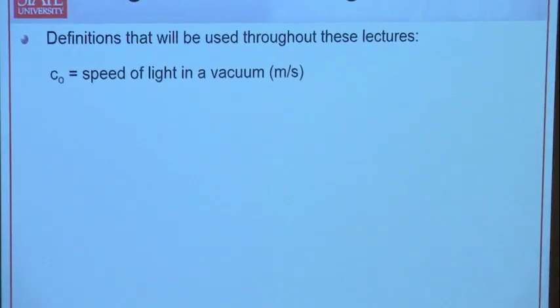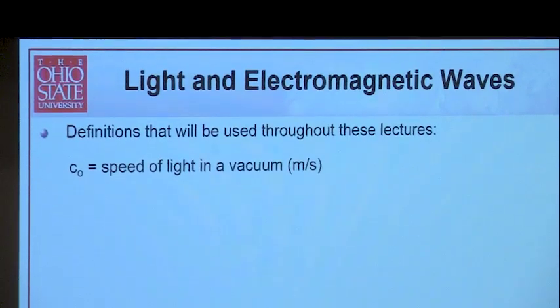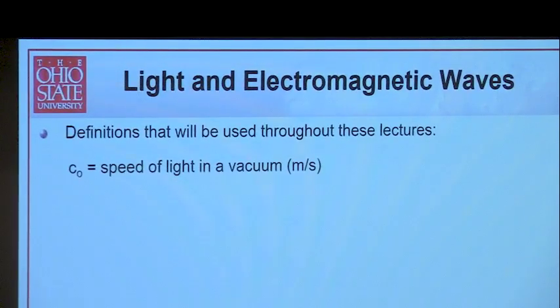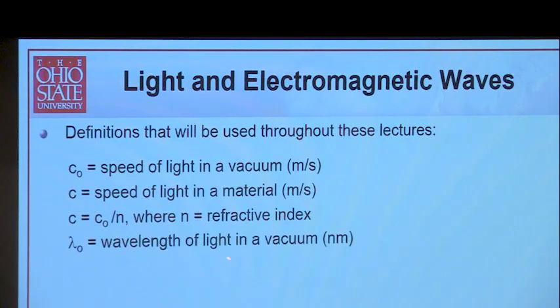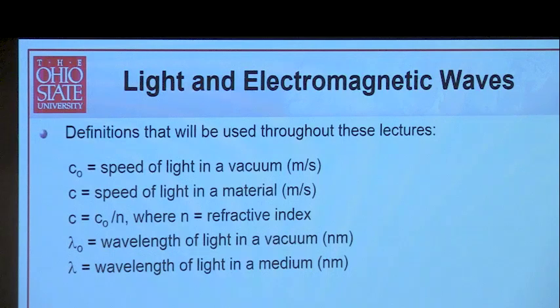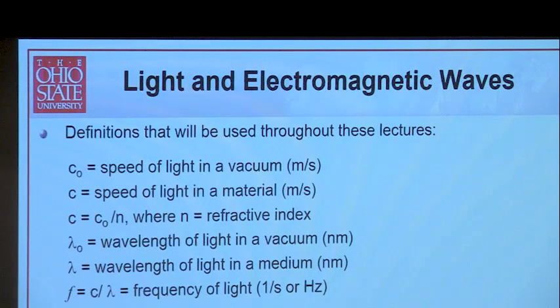Okay, so we need some definitions that are going to be used in this lecture and throughout the remaining. We have the speed of light in a vacuum, and the speed of light in any material. Again, that's something that has a refractive index that's not unity. We can get the relationship between the two speeds of light just based on proportionality to the refractive index. Same thing, we have the wavelengths in both a vacuum and a medium.